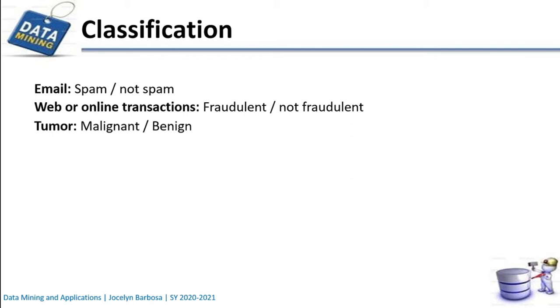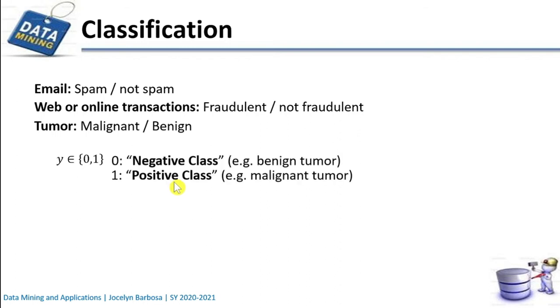In this problem, the target variable y that we are trying to predict has two values, 0 and 1, for example, whether it's spam or not spam, fraudulent or not fraudulent, or malignant or non-malignant. Another name for 0 here is the negative class, meaning a benign tumor, and another name for 1 is the positive class, classified as a malignant tumor.